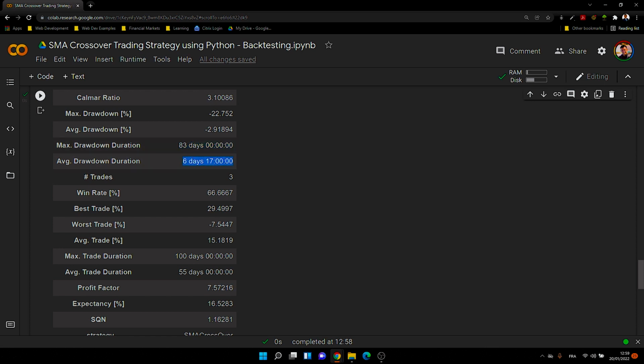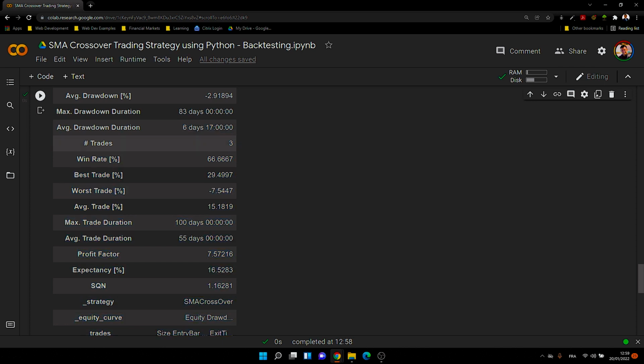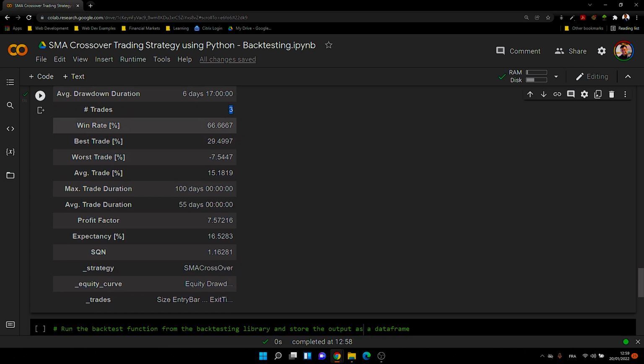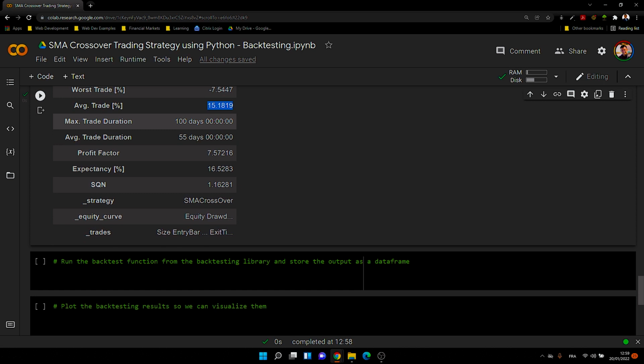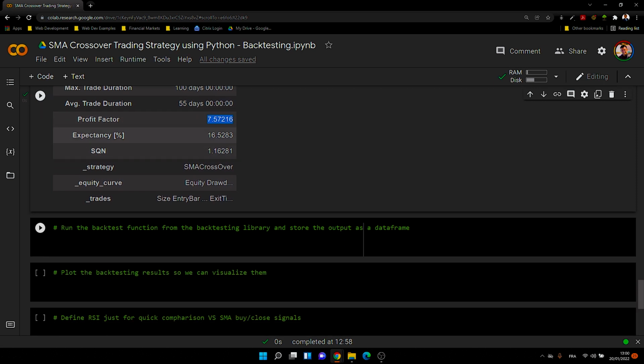In total, for this strategy, we had about 3 signals, so we did 3 trades. Our win rate was 66%, and our best trade was about a 30% return. The worst trade gave us a 7.5% negative return, and the average trade gave us a 15% return. Over these 100 days was the max trade duration we ever had. The average duration was 55 days, our profit factor 7.57, and we had about a 16.5% expectancy return per trade.